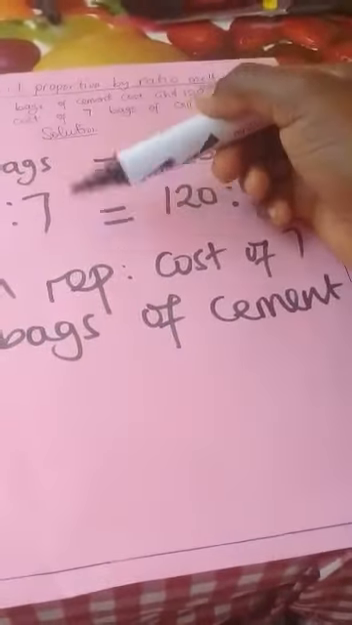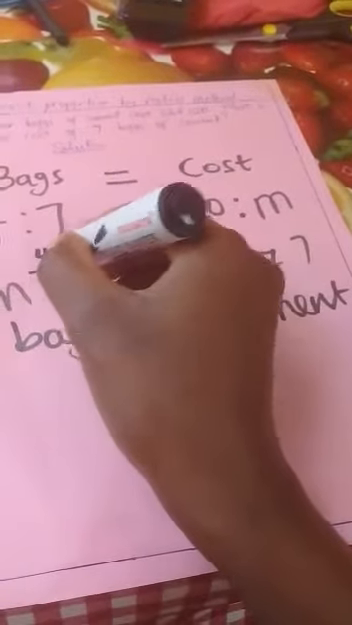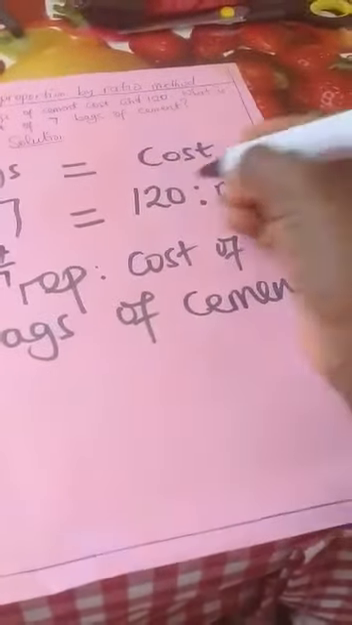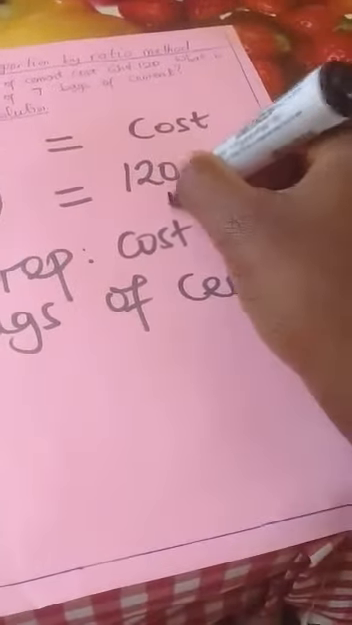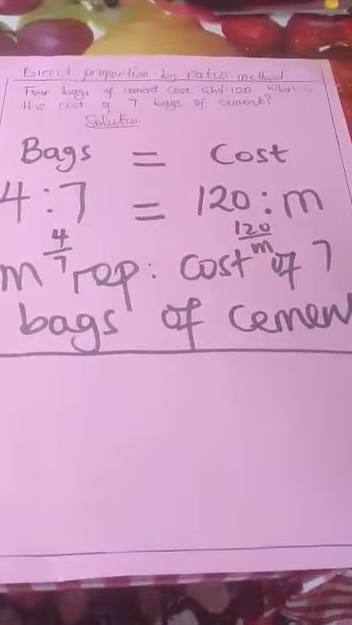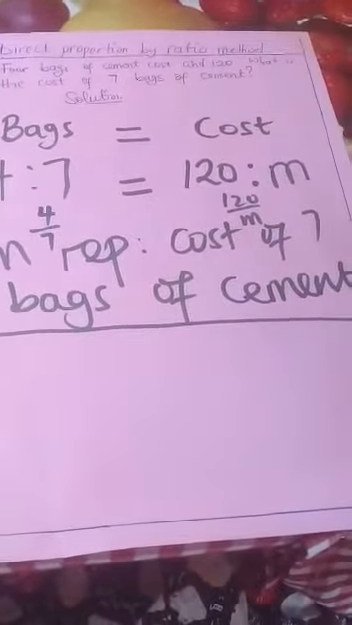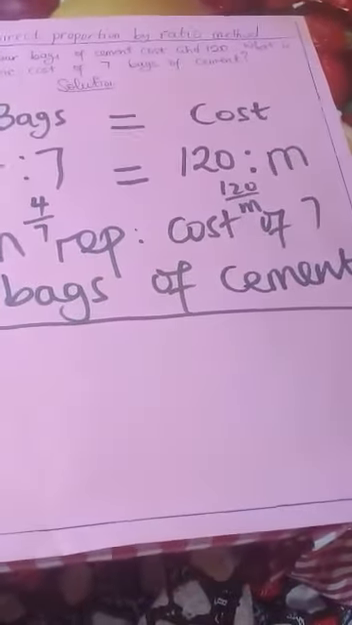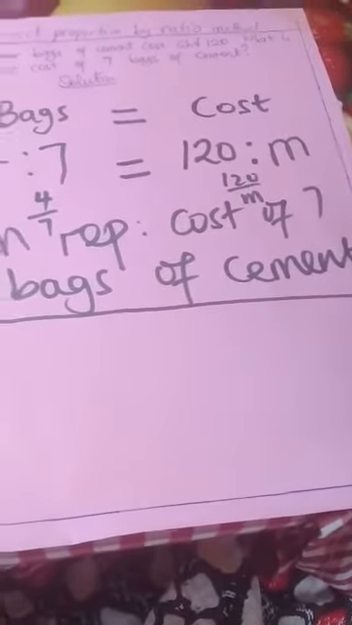So we have two ratios here. 4 is to 7, or you can write it as 4/7. And then 120 is to M, or 120/M. What is important is writing your ratios very well. If you get the ratios well, it's easy to solve. Let's look at another way to write our two ratios.